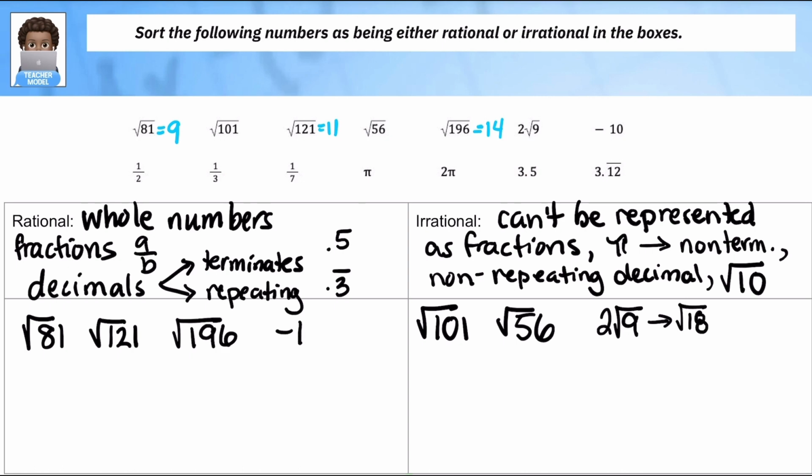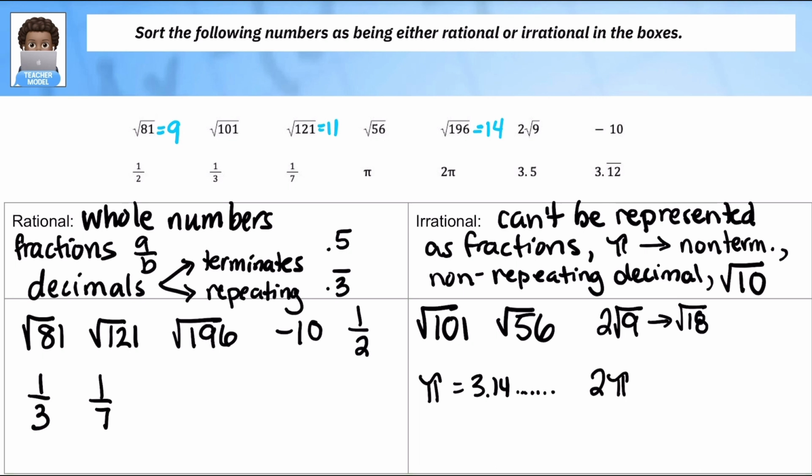-10, yes. I can do that as -10/1. 1/2, yes, that's a fraction. 1/3, yes, that's a fraction. 1/7, yes, that's a fraction. Pi, no, because we know when we try it, it goes 3.14 on, so it's irrational. Which means the same thing for 2 pi.